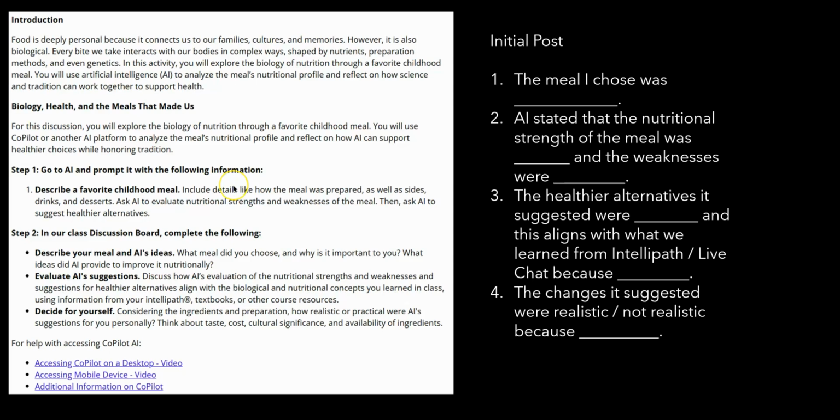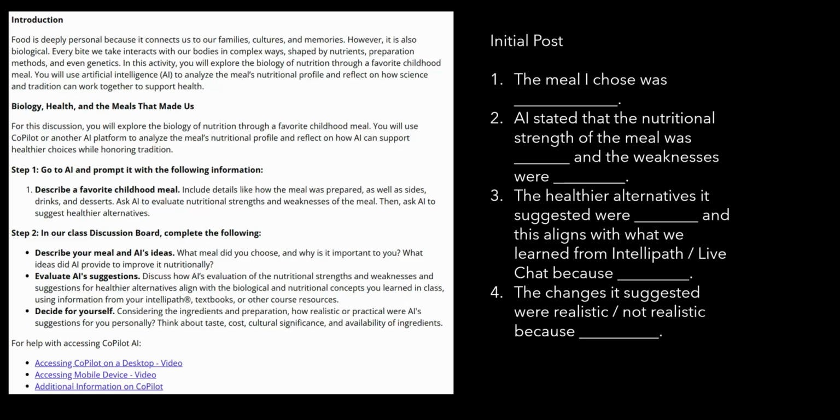But essentially, I know it says describe a favorite childhood meal. I would just change that to describing your favorite meal, because I get a lot of responses talking about macaroni and cheese and fried chicken and spaghetti. I get that those are childhood meals, but then you have trouble answering the other questions, and you want it to be really unique to you. So I would just go ahead and describe a favorite meal.